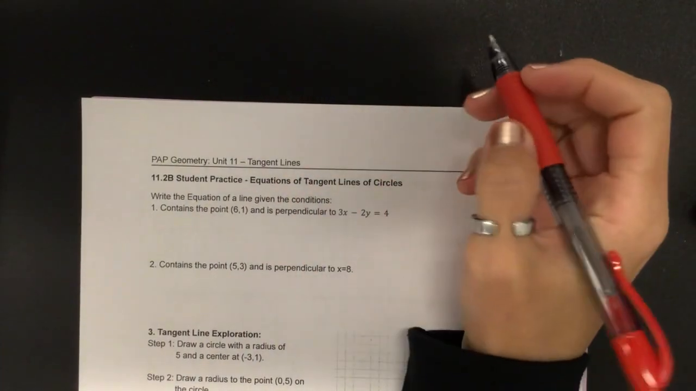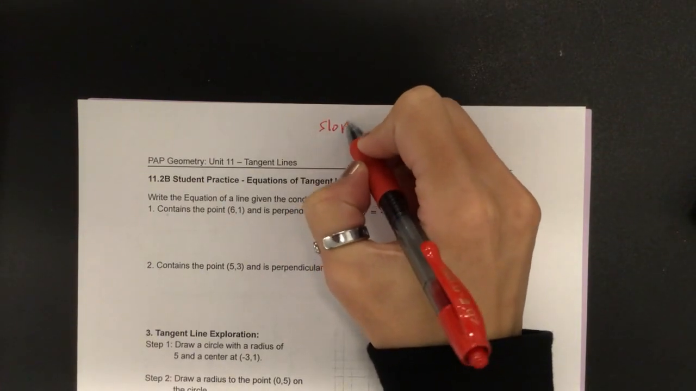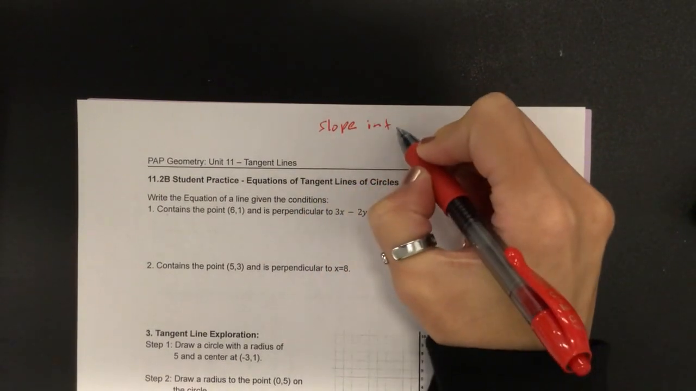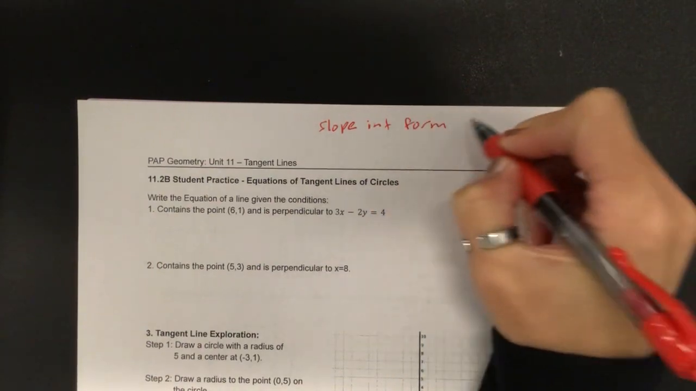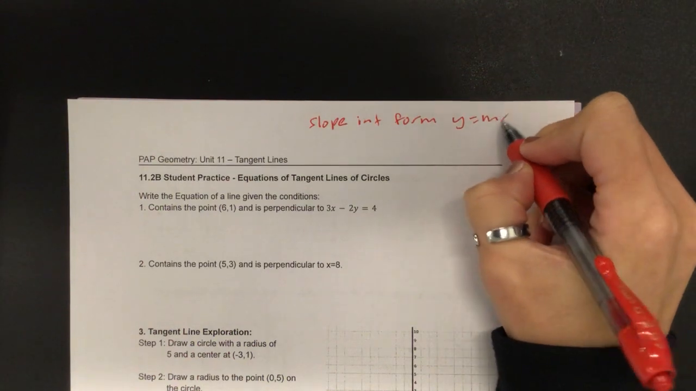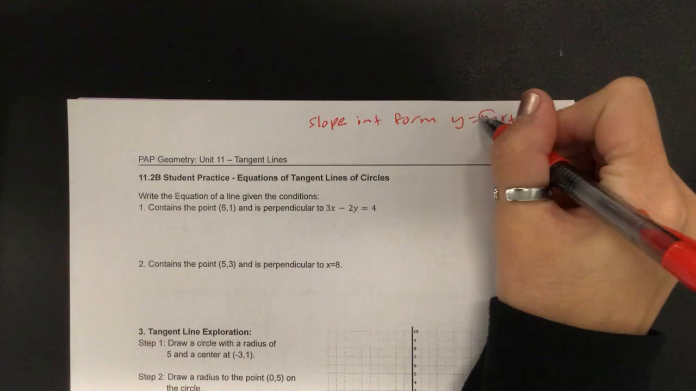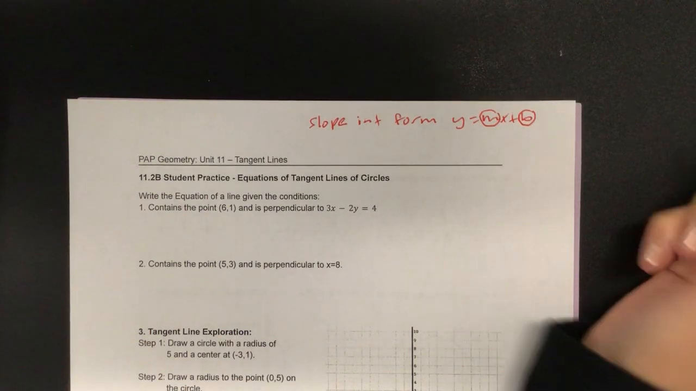So, quick recall from Algebra 1. I want you to write out slope-intercept form. Slope-intercept form was y equals something x plus b. What was it? mx plus b. And you use this when you have the y-intercept and the slope. Good? And then we have another one.